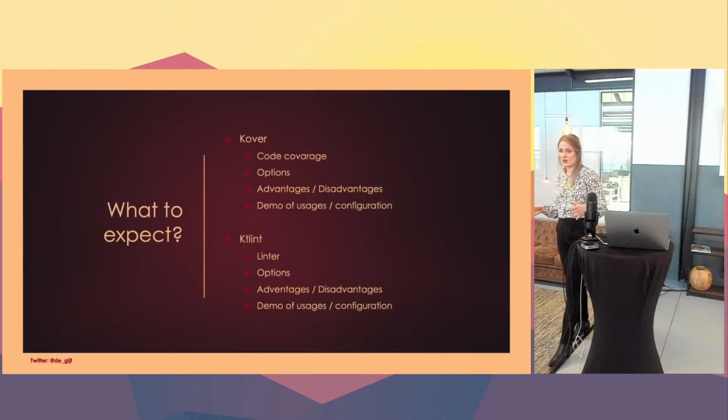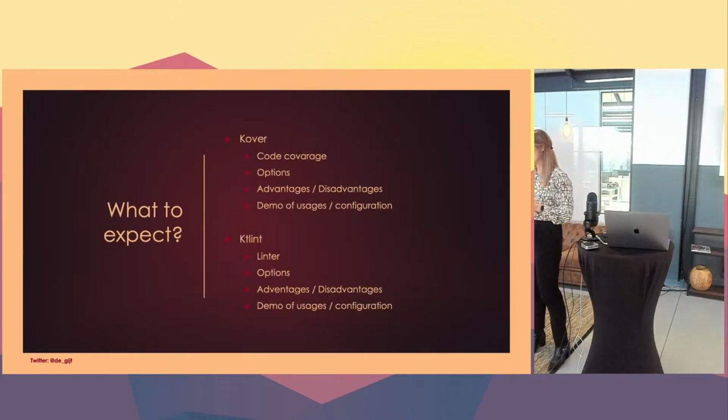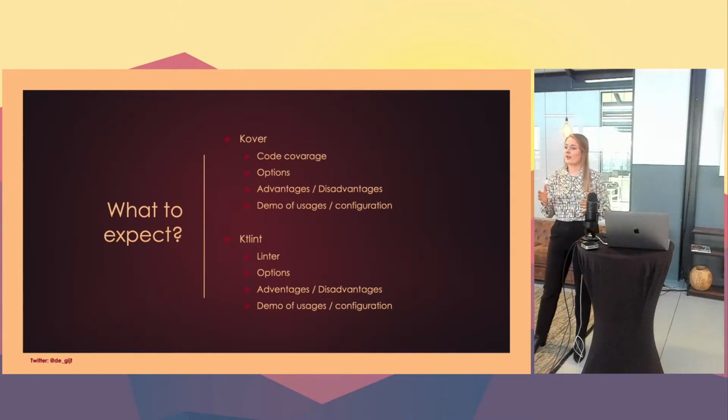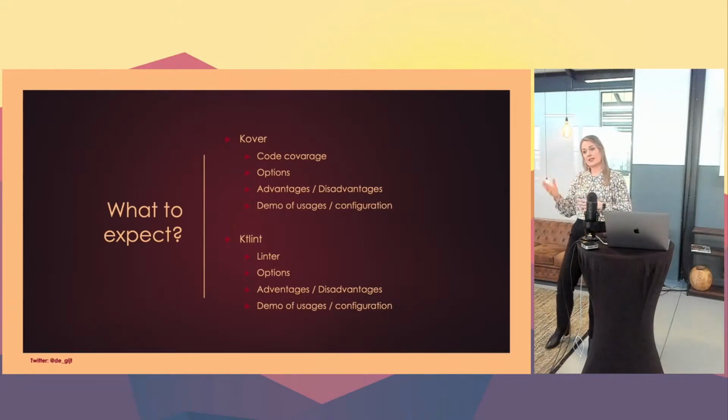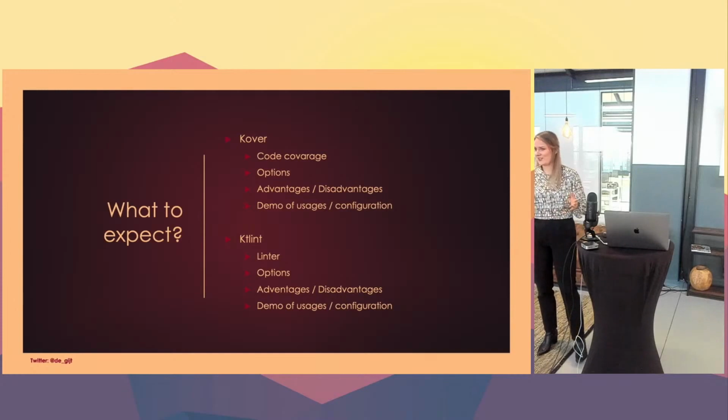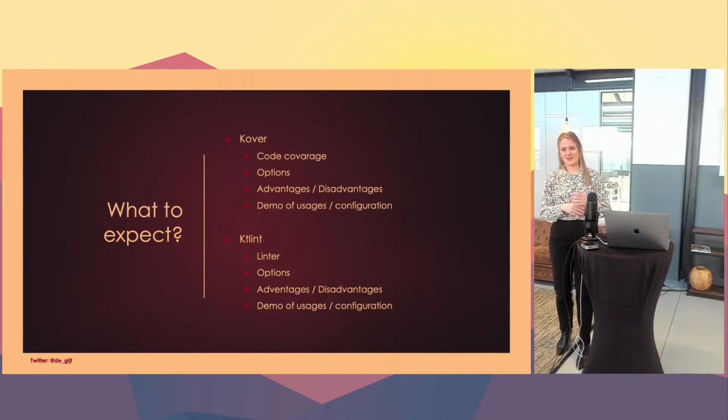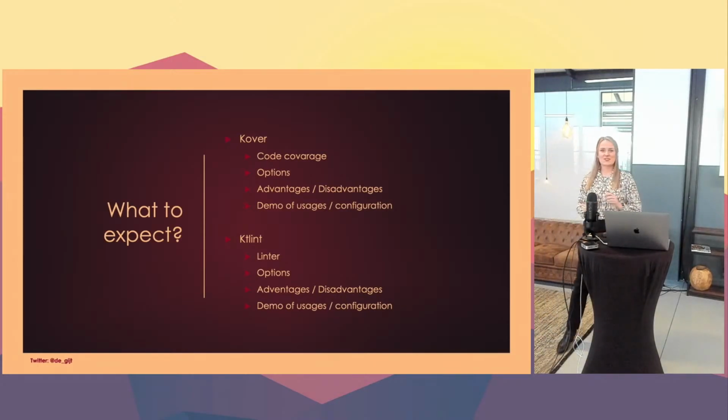So what are we going to talk about tonight? We are going to talk about 2 plugins. The first one being Kover, which is a plugin for code coverage. I will explain a little bit about it: what are the advantages, disadvantages, and give a short demo. And then we do pretty much the same for Ktlint. So it's a linter, but as you can see, it's kind of the same index.